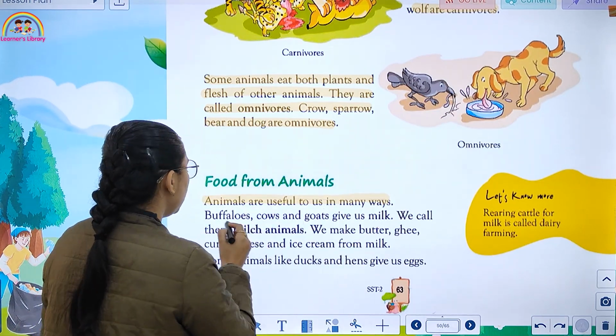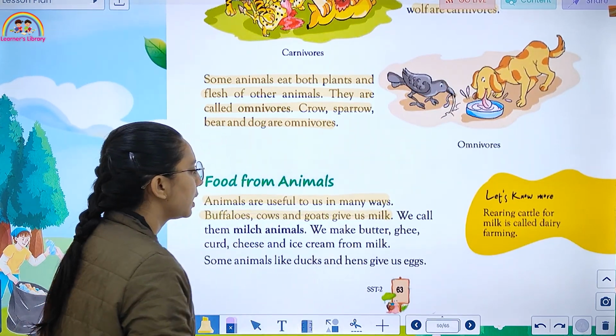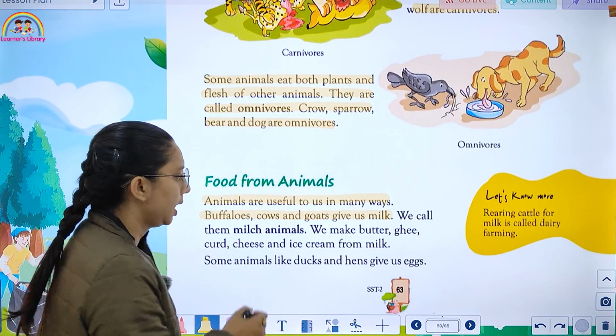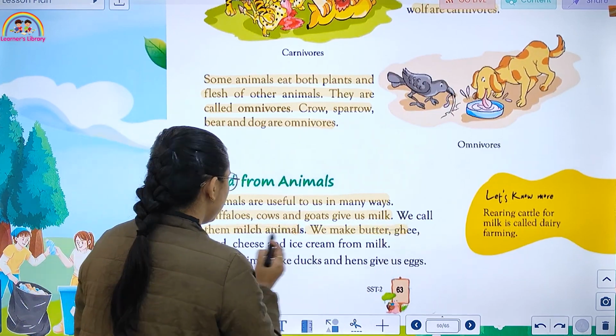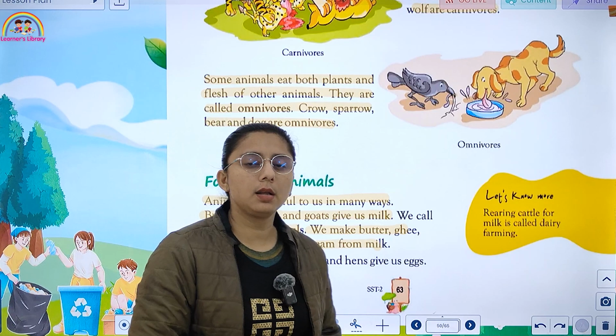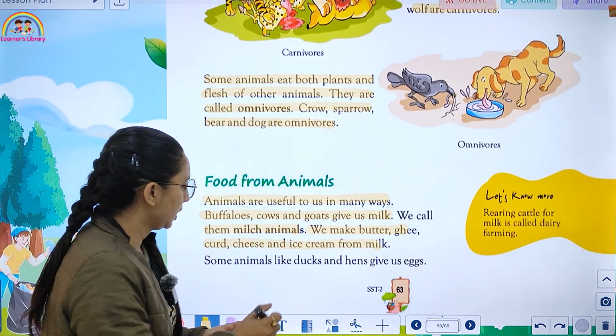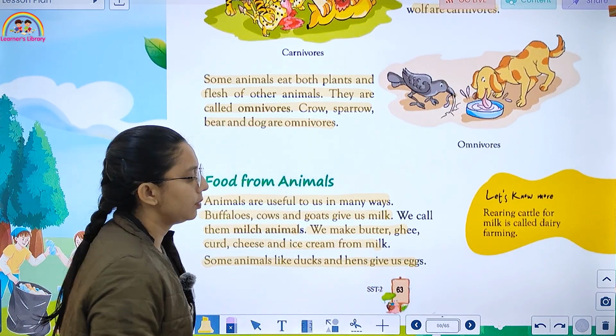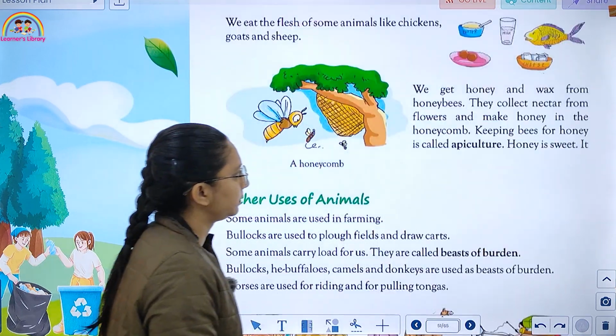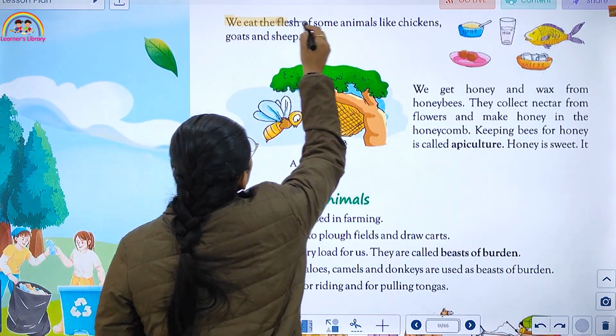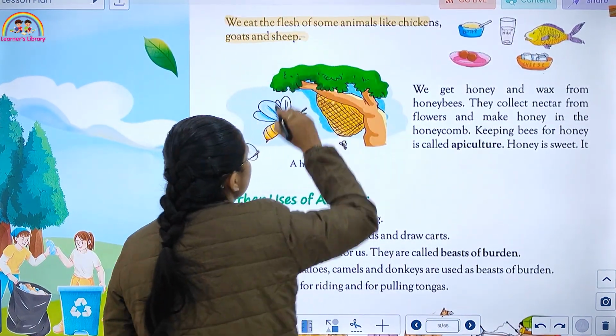Animals are useful to us in many ways. Buffalo, cows, goat. What do they give us? They give us milk. We call them milk animals. We make butter. हम क्या बनाते हैं milk से? Butter, ghee, curd, paneer. Some animals like ducks and hens. What do they give us? They give us egg. We eat the flesh of some animals like chickens and goats and sheep.